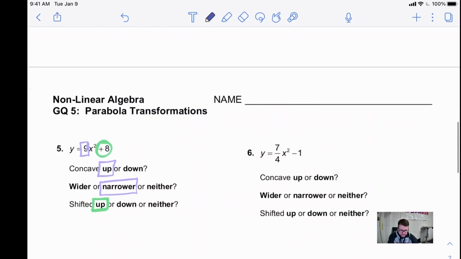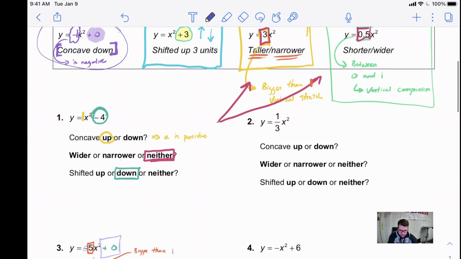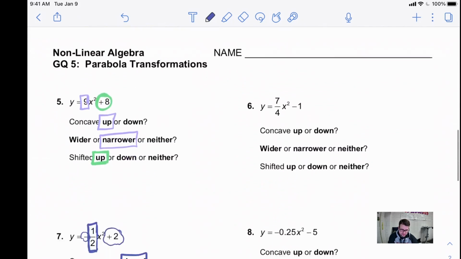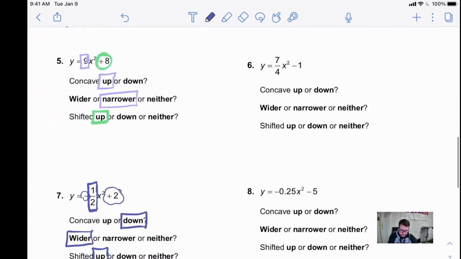Just like that, guys, we are done with the odd problems. Again, your homework today is going to be the even problems. So 2, 4, 6, 8, and 10.